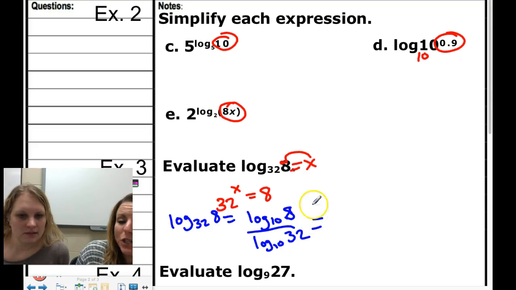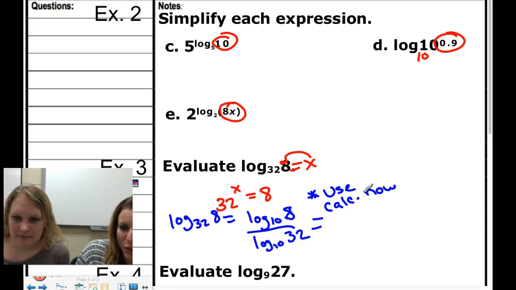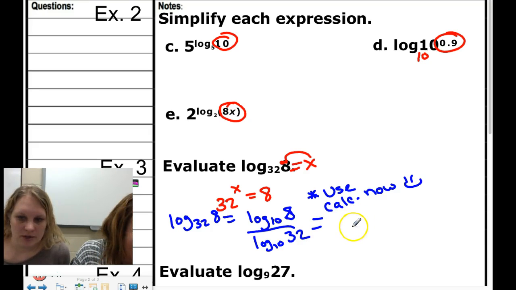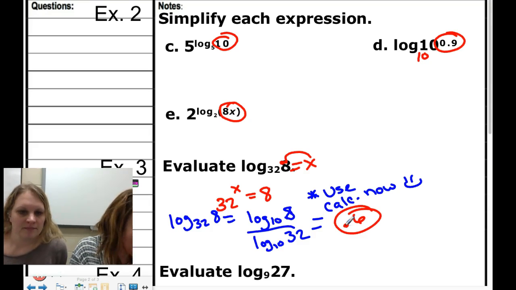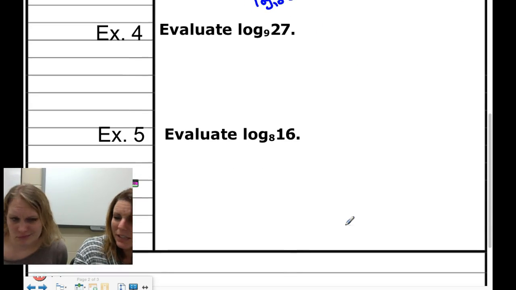The reason we change it to base 10 is because the calculator uses base 10. So all you're doing is typing log 8 divided by log 32. And your answer is 0.6. It's that easy. So why don't we try the next one in class, because it's going to be another change of base formula. We can do both in class.